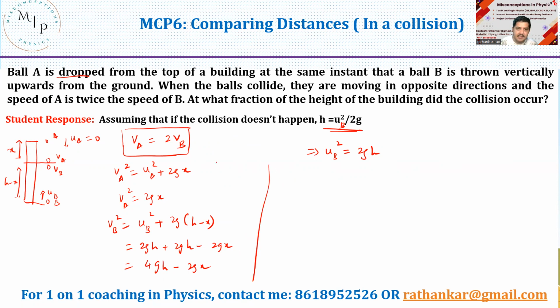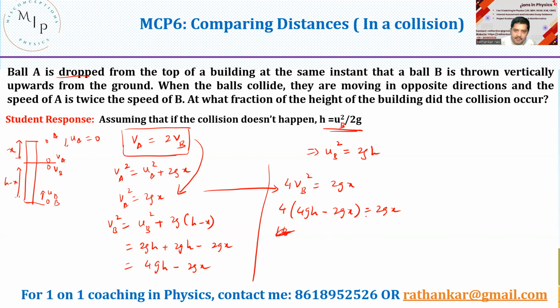Then he says that VA equals 2VB. Since VA equals 2VB, we substitute here, which will become 4VB squared equal to 2gX. For VB squared, I already know this value, so I substitute it: 4 into (4gH minus 2gX) is equal to 2gX. I simplify here: 2 ones are 2, 2 twos are 4, and this will become 2 into (4gH minus 2gX) is equal to gX.